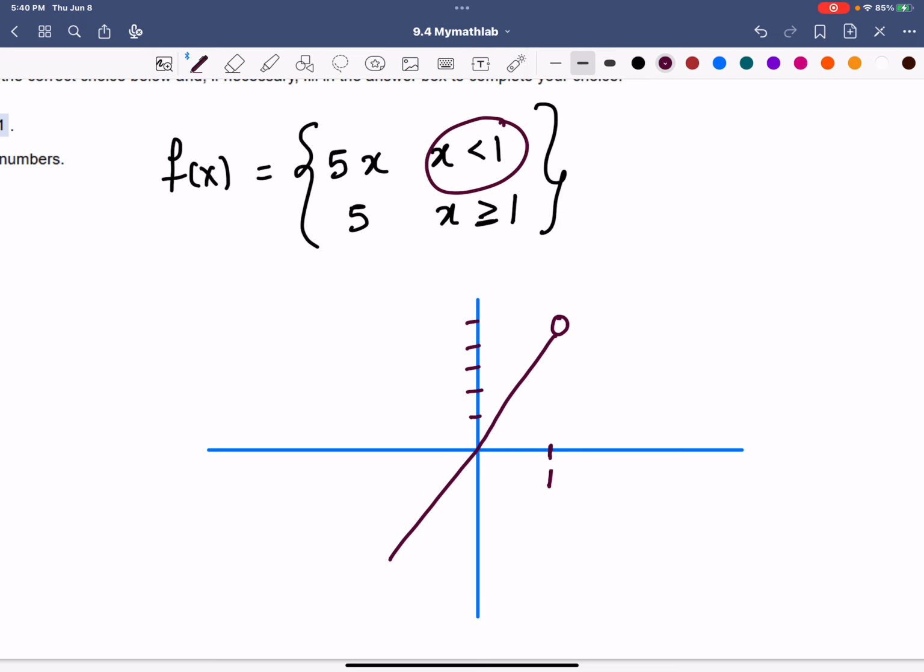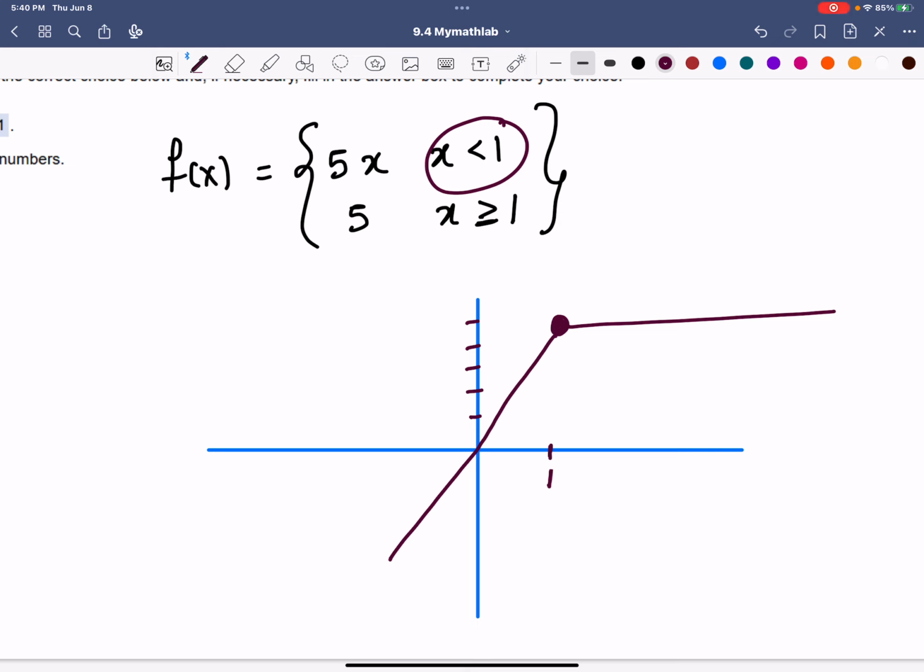And from greater than or equal to 1, it's 5. This is the line y is equal to 5, right? Oh my God, I can't draw today. You can use your graphing calculator to do that. I'm going to keep it very simple.